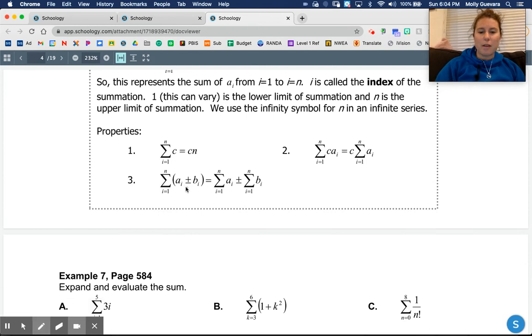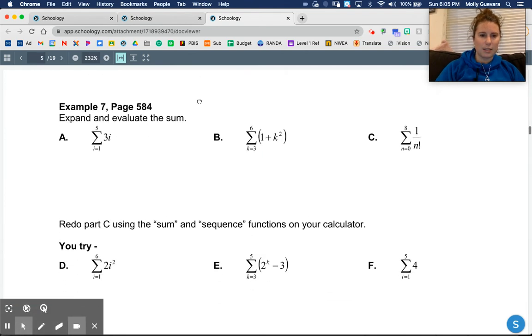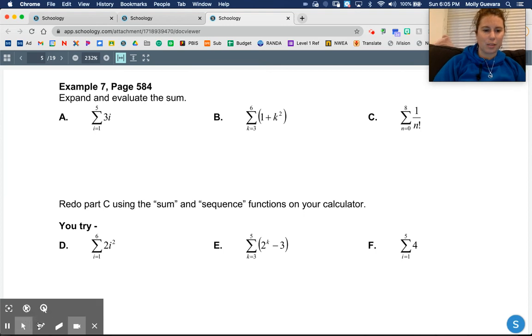And then the last one, if I'm adding two terms together within the summation, I can add them separately, or I can find the sum separately and then add or subtract them together, which sometimes is helpful to be able to break them apart. Okay, so let's look at some examples of these, and we'll have a good old time.